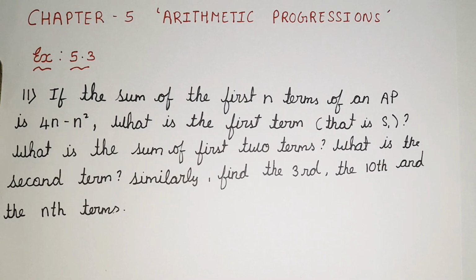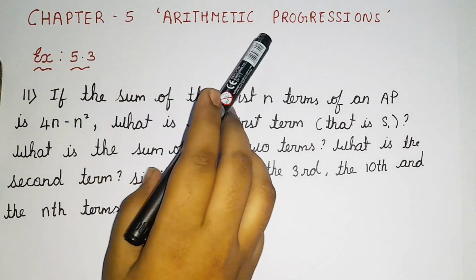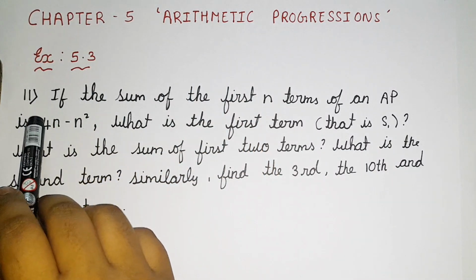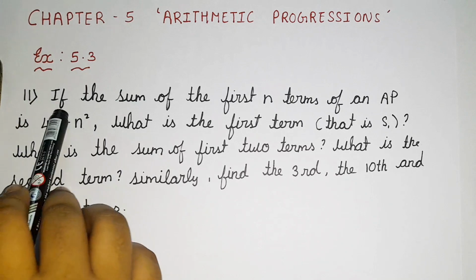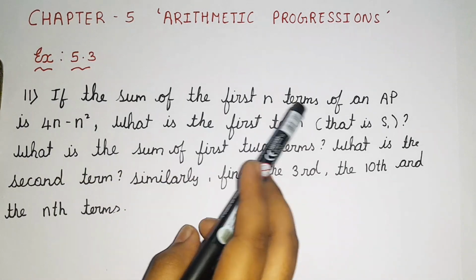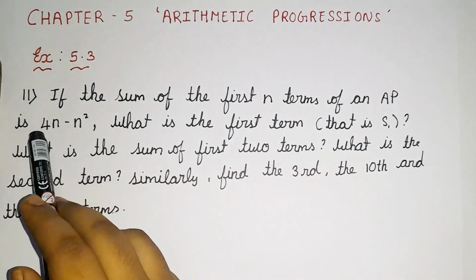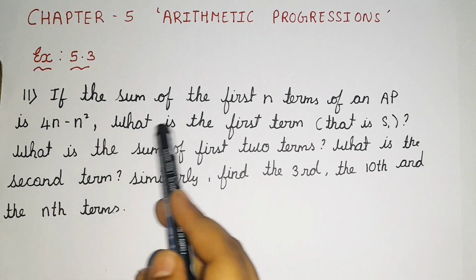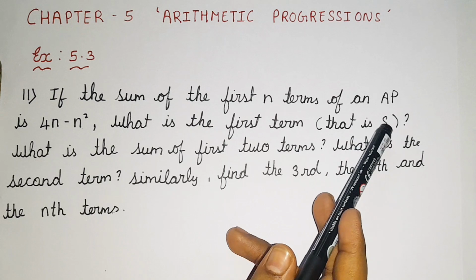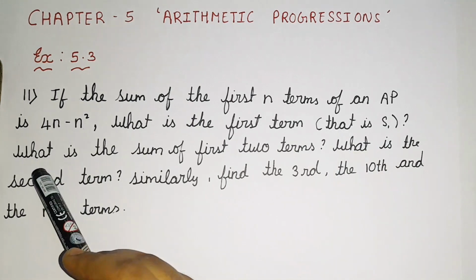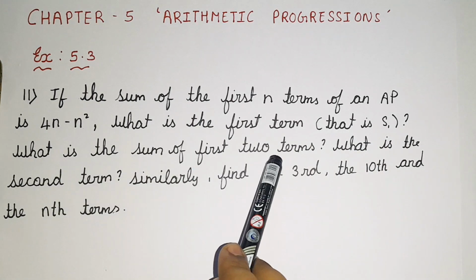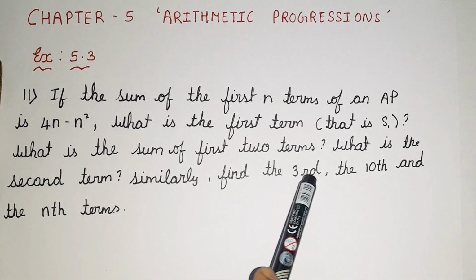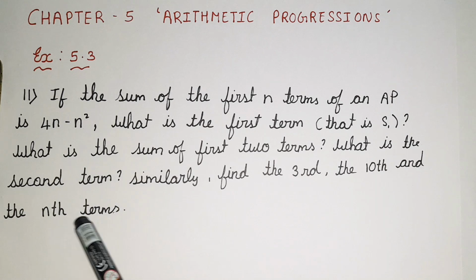Today we are going to be learning Chapter 5, Arithmetic Progressions, Exercise 5.3, 11th question. Alright, now let's read the question. If the sum of the first n terms of an AP is 4n minus n square, what is the first term? That is S1. What is the sum of first two terms? What is the second term? Similarly, find the third, the 10th and the nth terms.